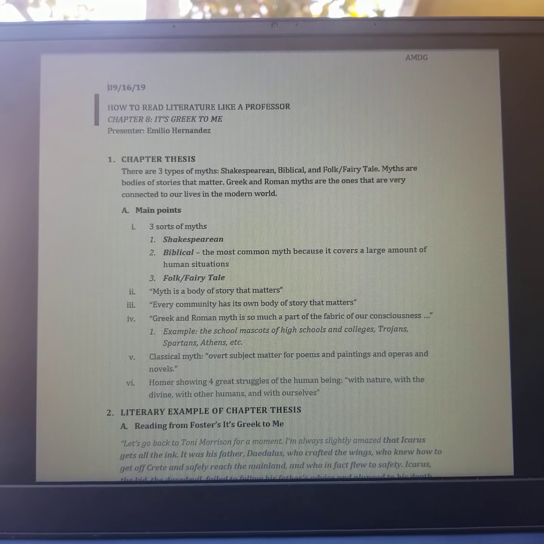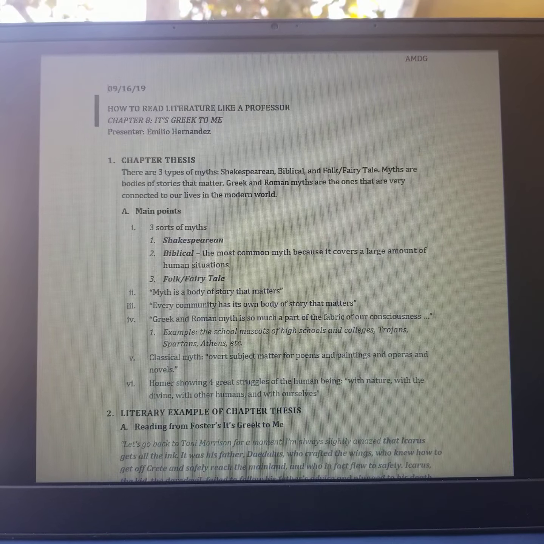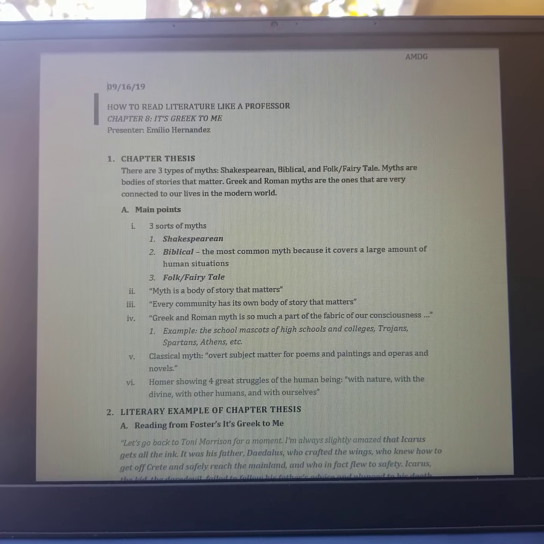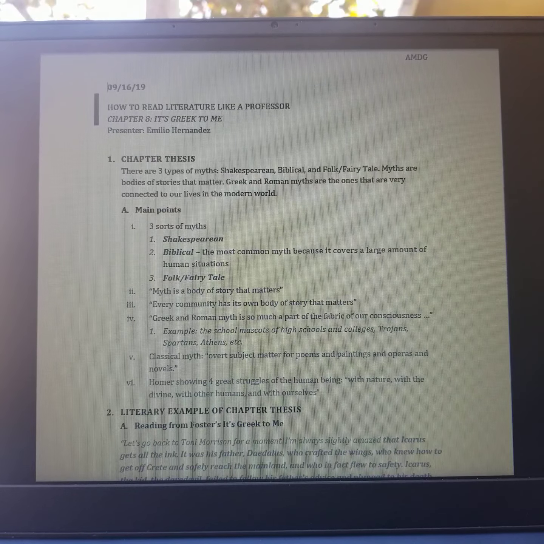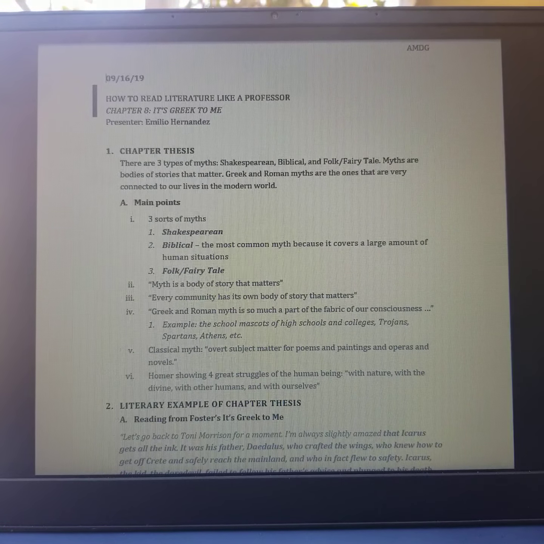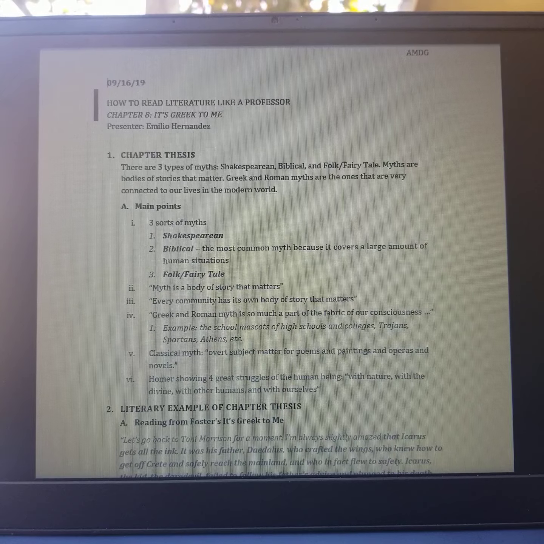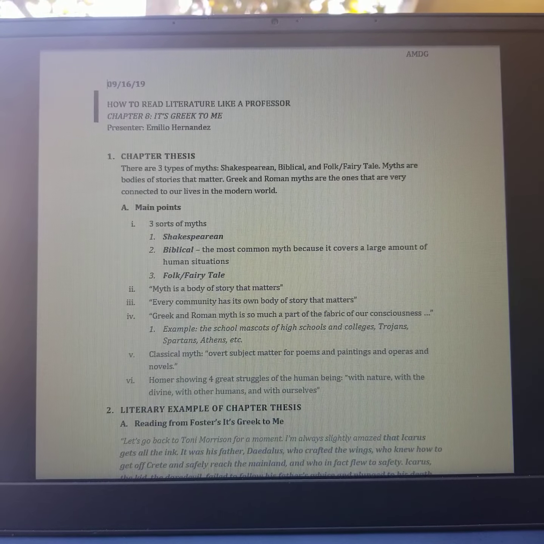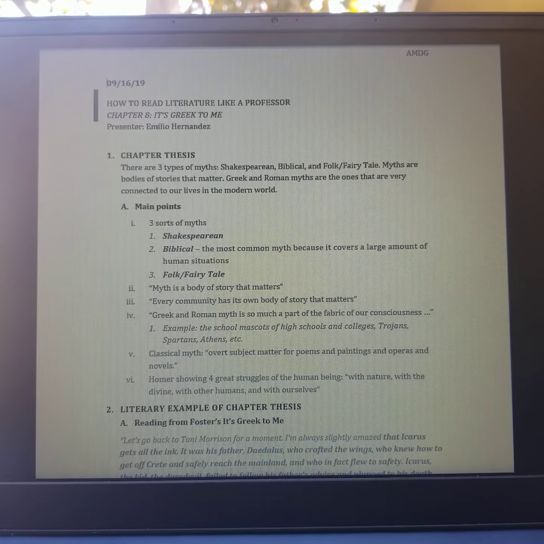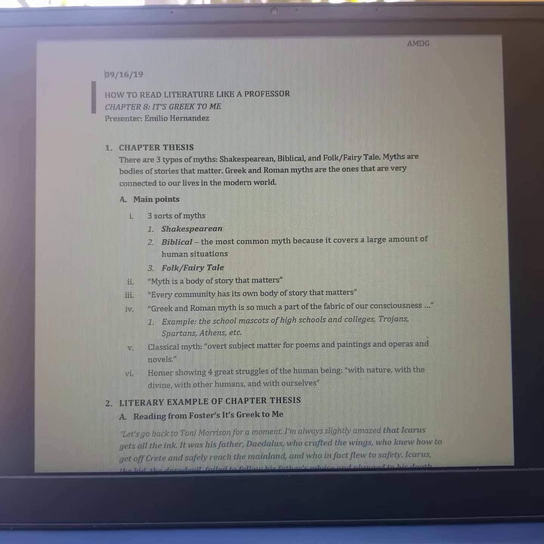Second, every community has its own body of story that matters. An example is with Greeks and Romans, or even connected today with our own stories that relate back to Greek and Roman. So, Greek and Roman myth is so much part of the fabric of our conscience. For example, many high schools and colleges now have Greek and Roman based mascots like the Trojans, Spartans, Athens, and so on. There are many more mascots.